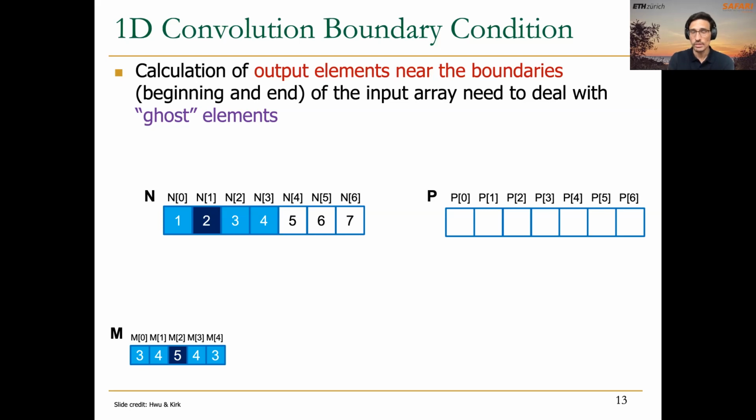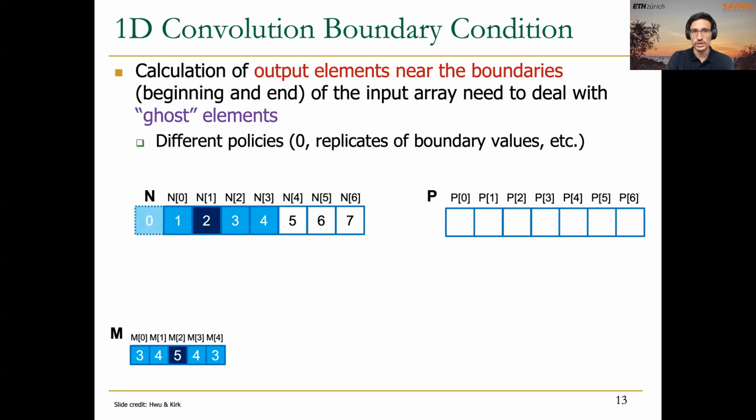What are the ghost elements? They are elements that really don't exist because they don't belong to the input image, or to the input array in this case. But we have to give them some values, and there are different policies for that. We can, for example, consider that all ghost elements are zero, or we can replicate the boundary value.